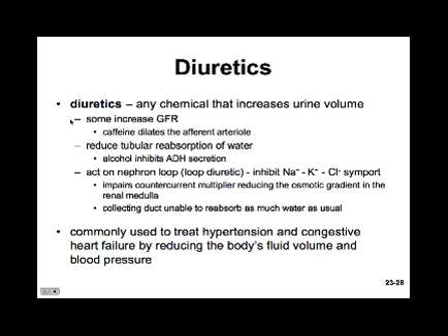Diuretics are any chemical that's going to increase urine volume, and you're probably familiar with a few: caffeine and alcohol, 2 big ones. So any coffees or teas that contain caffeine. And some of these diuretics will increase the glomerular filtration rate. So caffeine does this by dilating the afferent arteriole. When the dilation of the afferent arteriole occurs, then you have greater pressure in the glomerular capsule, and thus more fluid being pushed through the glomerulus.